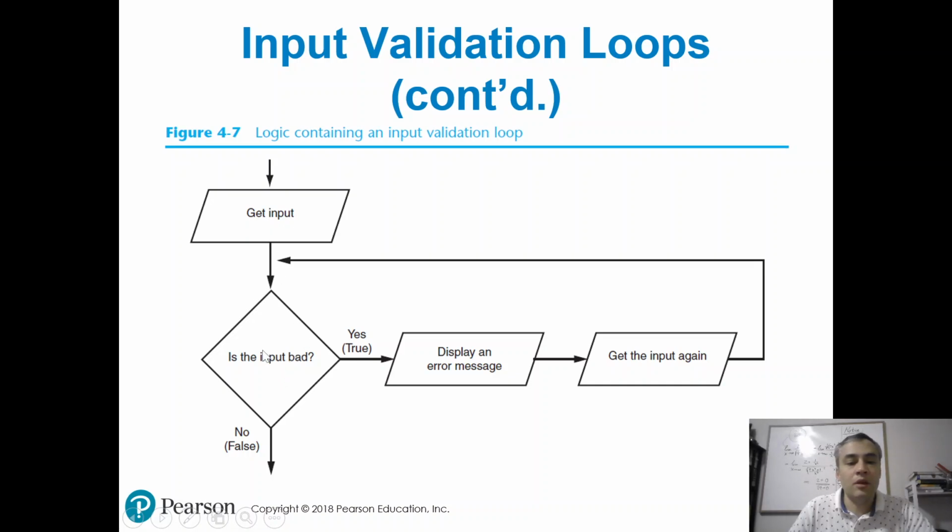Get input, then have some kind of condition checking whether the input is bad. In our case, it will be checking that the answer is no more than 24 hours, because there are only 24 hours in a day and only those answers would make sense. If the input is bad, display an error message, get the input again and loop back into checking whether the input is bad. Otherwise, do the rest of your program, because your input is good.